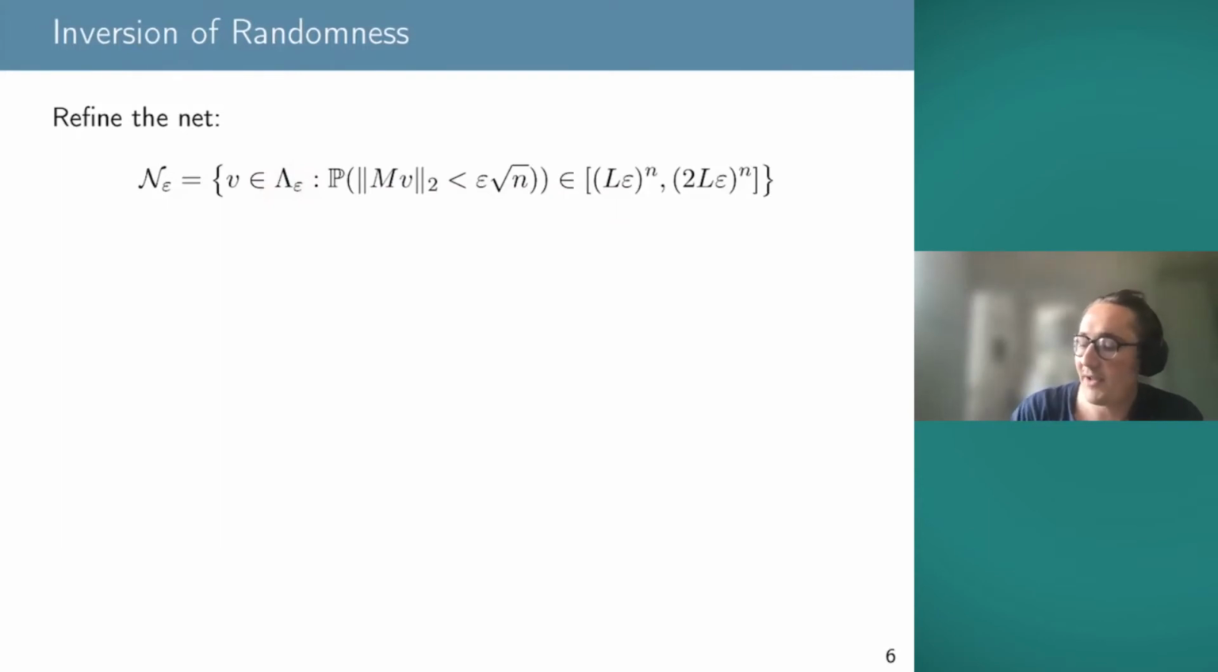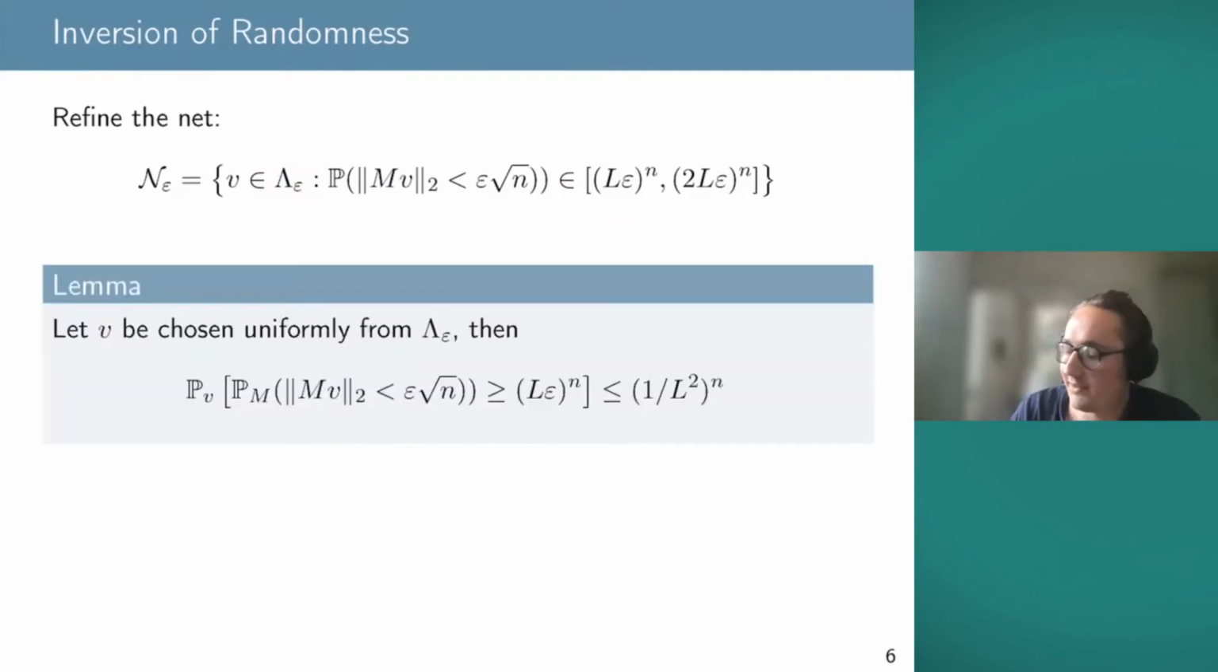The way we'll do that is by taking a probabilistic viewpoint of the discrete sphere lambda epsilon and say, if V is chosen uniformly at random, then the probability that it satisfies this condition is extremely small. So taking this probabilistic viewpoint of the sphere was one of the big innovations of Tikhomirov in his breakthrough work, and he termed it inversion of randomness: not only looking at the randomness in the matrix M, but taking a probabilistic viewpoint of the sphere itself.